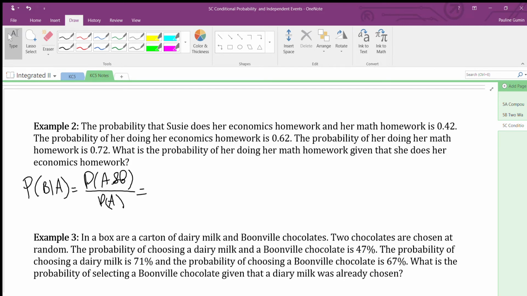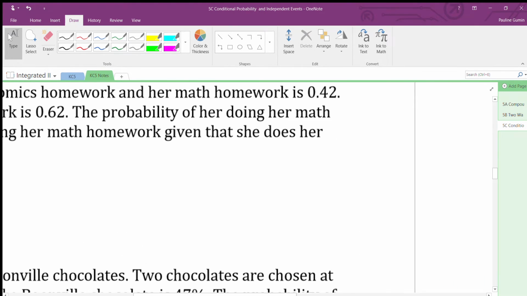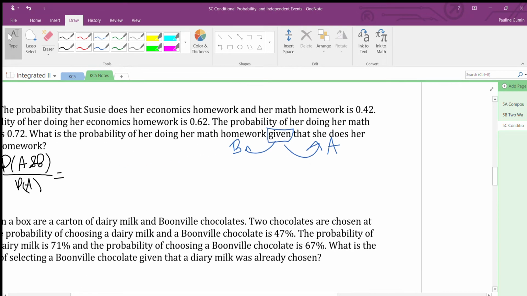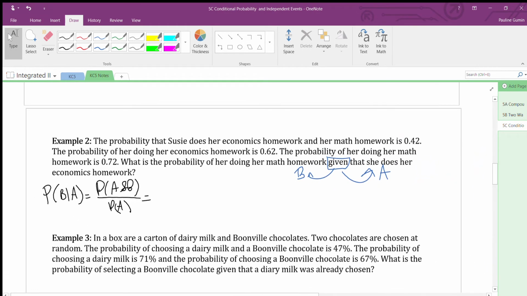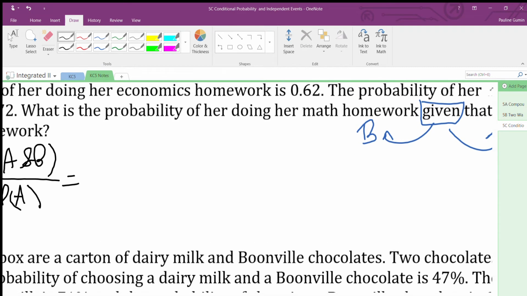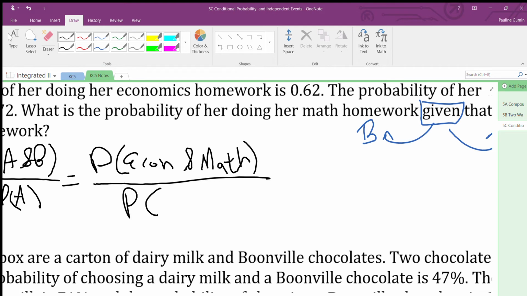We have to be especially careful when reading this next sentence. What is the probability of her doing her math homework given she does her econ? First and foremost, let's look at given. Before, after. Our after is econ, our before is math. So let's plug that in. The probability of economics and math, let's abbreviate econ and math, all over the probability of econ homework.